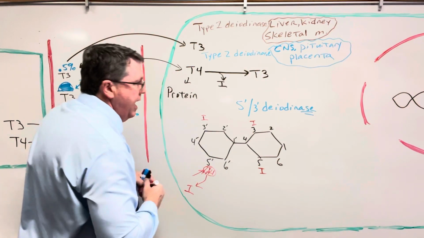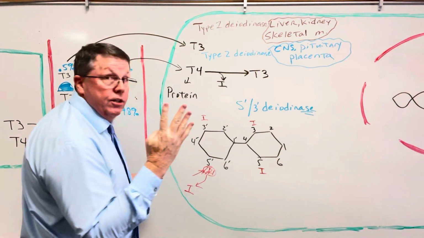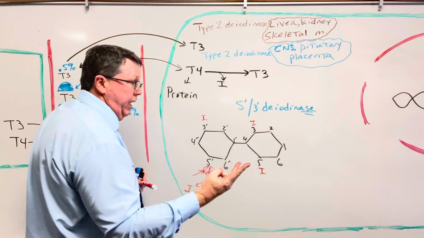Now, if you look, how many iodines do I have now? 1, 2, 3. I had 4. That's why we called it T4. Now I have 3. 1, 2, 3. So now it's T3. Okay.